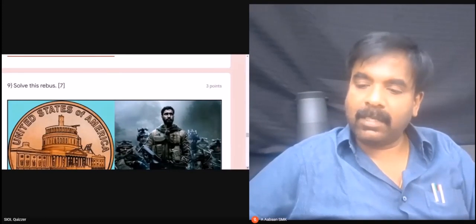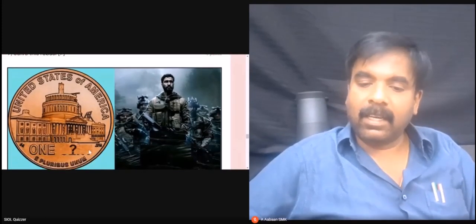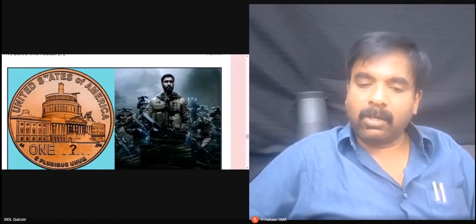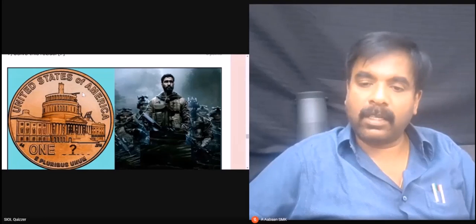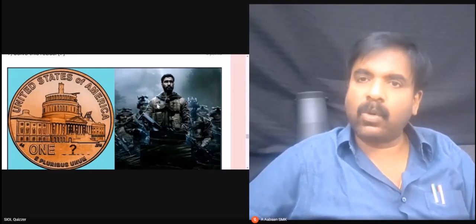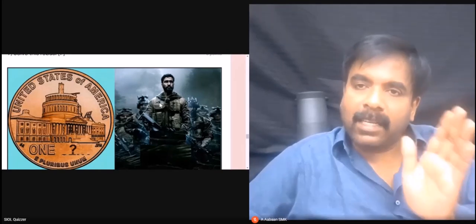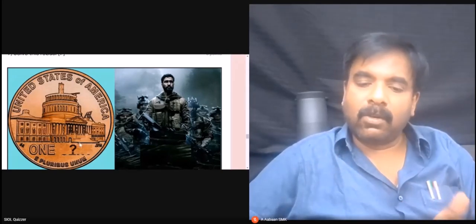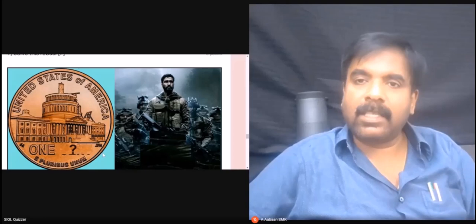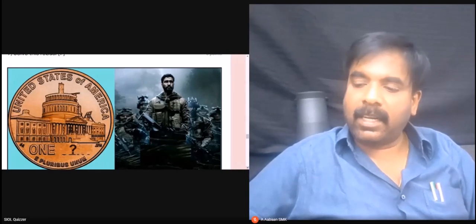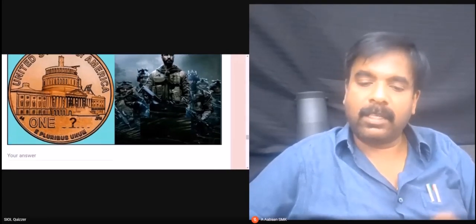Now this is another rebus which is having 7 letters. Look at this picture carefully, 1 and then a question mark. So you have to understand what coin it is. And then this is a very famous movie about patriotism in India. It is Uri movie. So the answer ends with Uri. So what could this coin be? This coin is actually cent. Cent and Uri gives you century, isn't it?